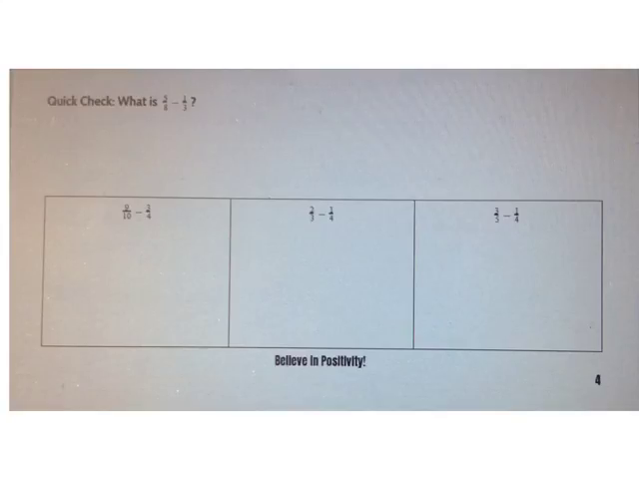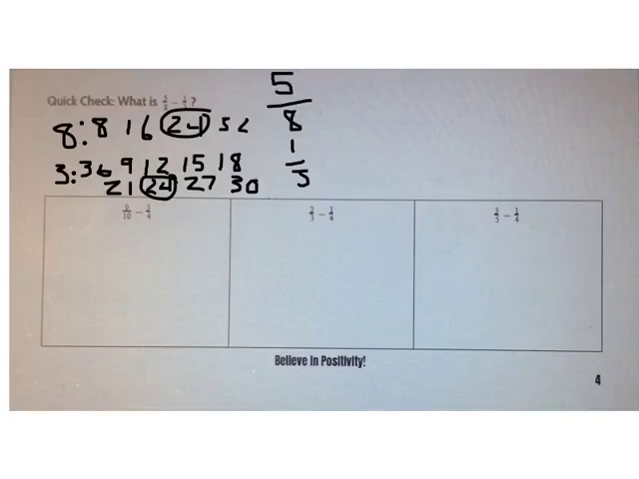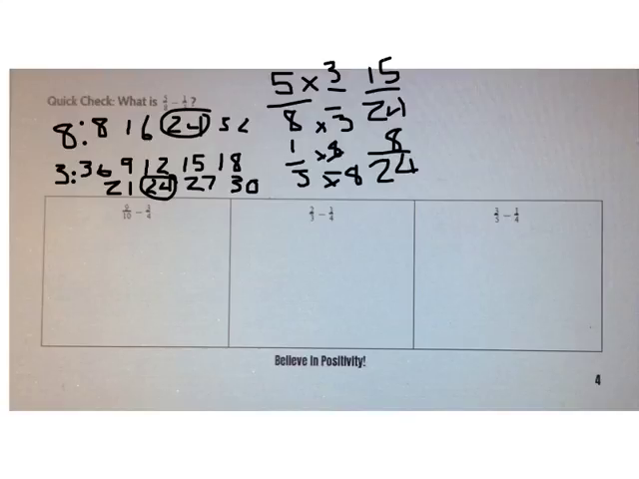First, what is 5/8 minus 1/3? What is the least common denominator? The least common denominator is 24. Now convert both fractions so that the denominator is 24. 5/8 equals blank over 24, and 1/3 equals blank over 24. Do that now. 5/8 is equal to 15 over 24, and 1/3 is equal to 8 over 24.